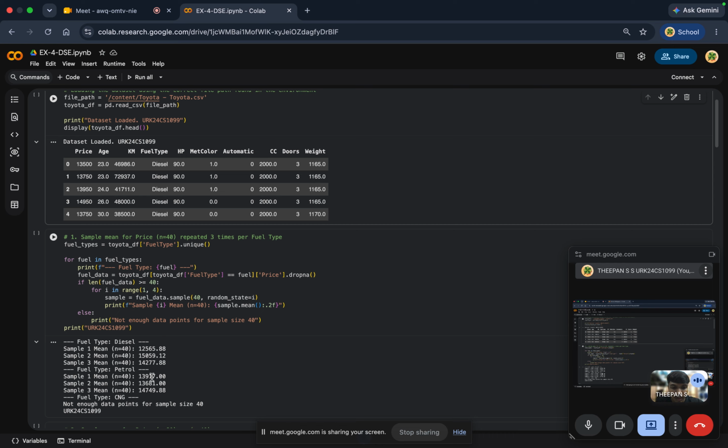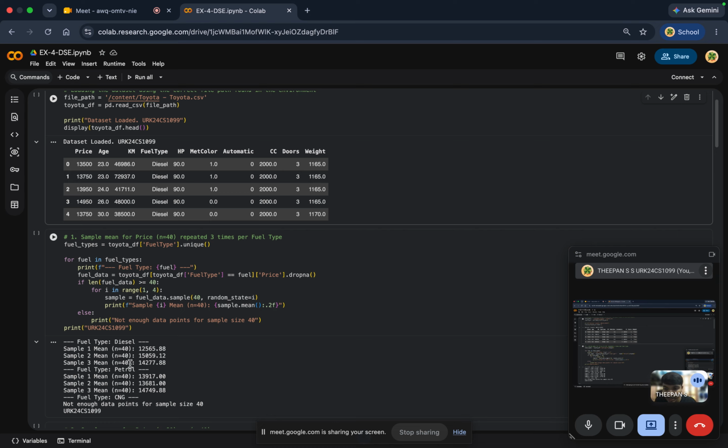Explanation: we took 3 different random samples of 40 rows of each. We can see it here, and each sample shows slightly different means due to sampling variation. CNG is handled through the exception message, because it has fewer than 40 data points in total. We can see it here clearly.